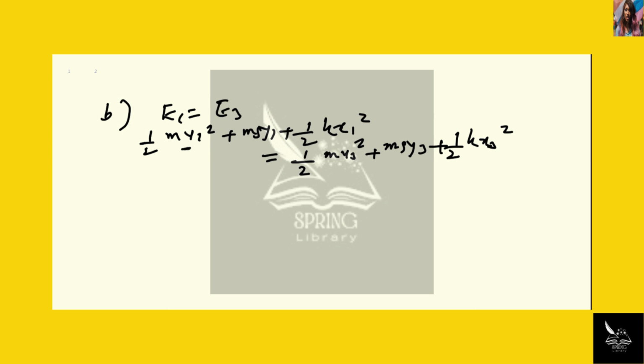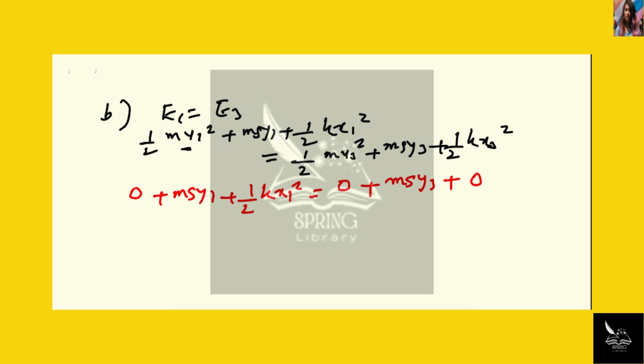At location 1, we have already seen the kinetic energy is 0, and the potential energy is mgy1. Note it's negative when you're plugging in afterwards, and the elastic potential energy is half kx1 squared. At location 3, however, the ball is at rest at the highest point, so there is no kinetic energy. The ball will only have the GPE, which is mgy3, and the spring is just unstretched, so there is no elastic potential energy, which is 0.